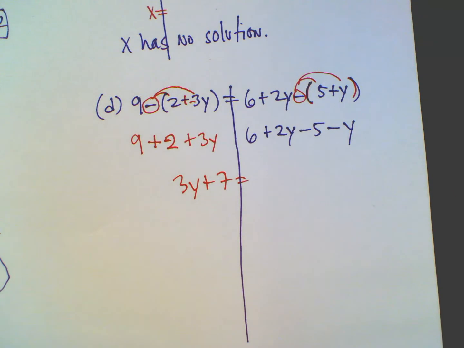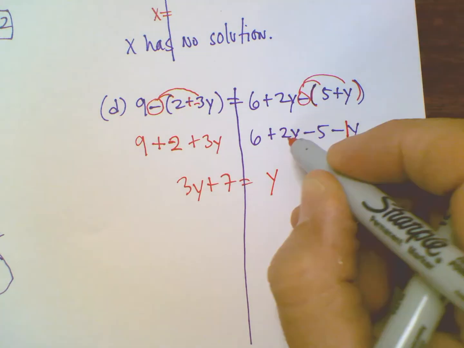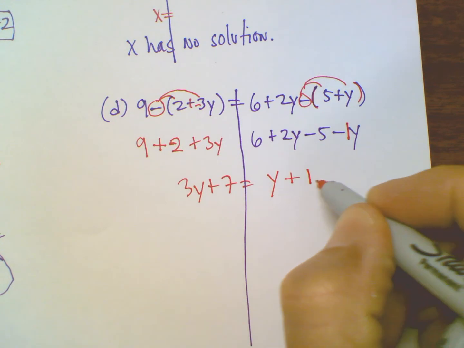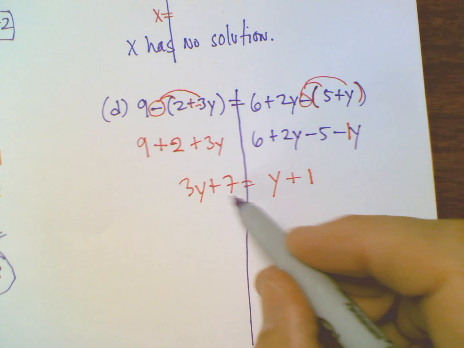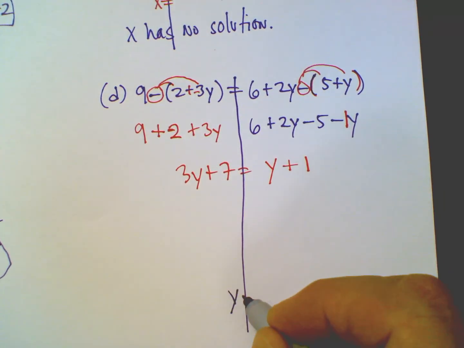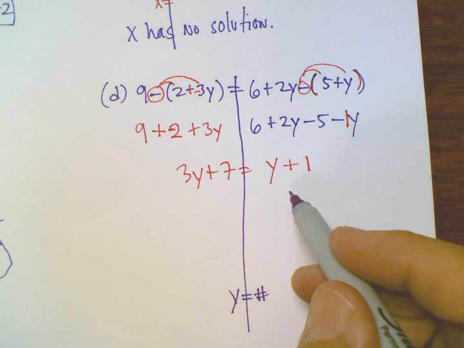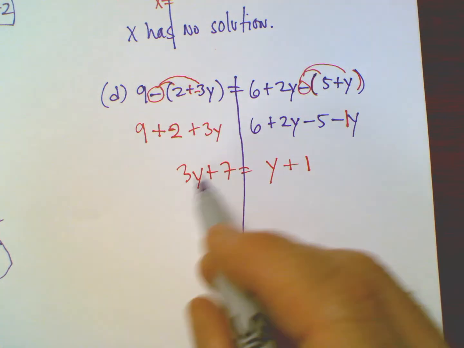So if I clean this up, 2y minus y gives me just 1y, right? 2y minus 1y. And then 6 minus 5 is positive 1. So now I have 3y plus 7 equals y plus 1. And again, our goal is what? Get the y on one side with the number on the other side. So right now I've got y's on both sides. So I need to get rid of them on one of the sides, move them over, right?